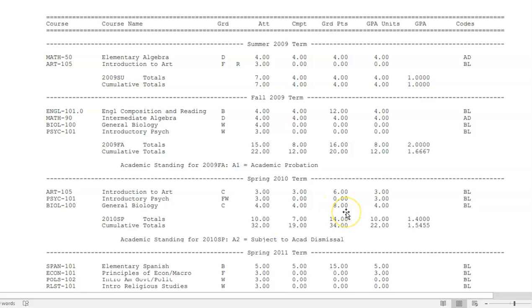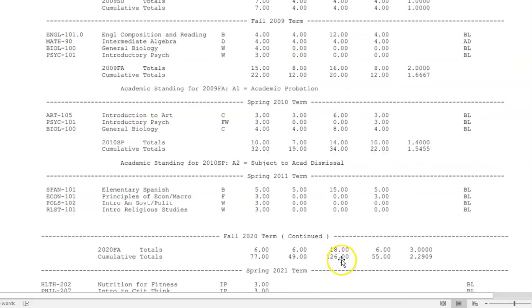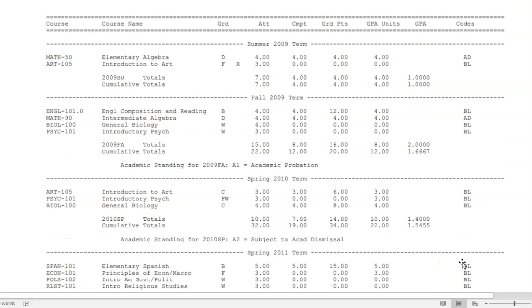And so what happens is at the very end of your transcript, all grade points that you've been awarded are totaled up. So we have the big total at the bottom, and those are divided by all the GPA units, which is this column over here. So the total grade points is divided by all the units that are part of the GPA, and that's what gives the overall GPA.